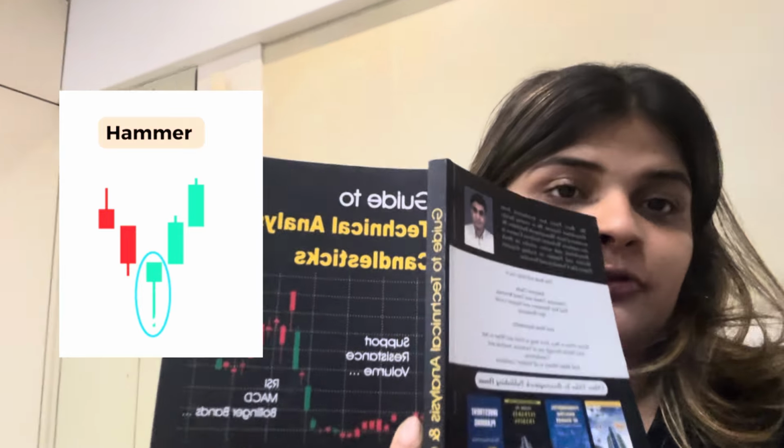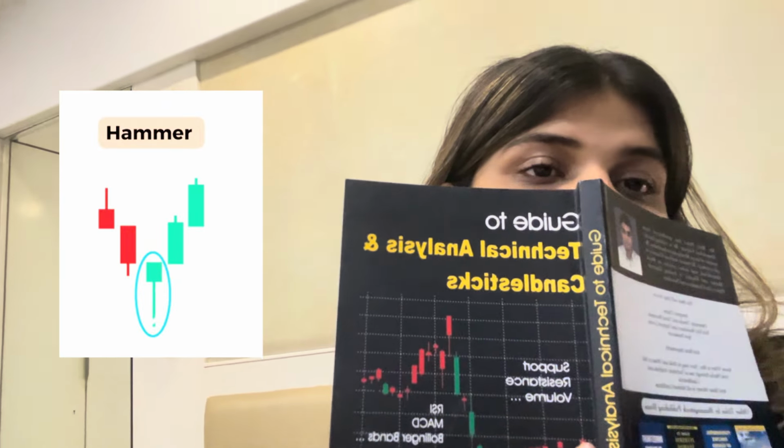Okay, I'm just going to read the hammer definition from this book, The Guide to Technical Analysis and Candlesticks. So basically it says here, hammer: a small candle that has got a long lower shadow, which indicates that prices declined much during the day but pulled back sharply. That I explained to you, right? That buyers stepped in and bought the share. This candle, when it forms on the top, is called hanging man, and when it forms at the bottom is called hammer. This is the image that they are talking about.